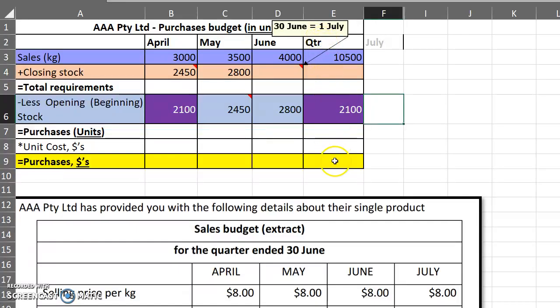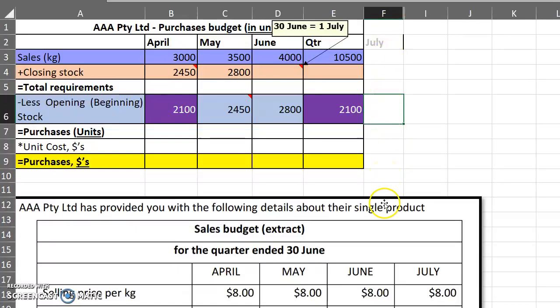Now, the last column here, column E, is the quarterly column. It has nothing to do with 1st of July. So we need to source this information from somewhere else. To make it easier for us to see it, we're going to have an extra column for July.